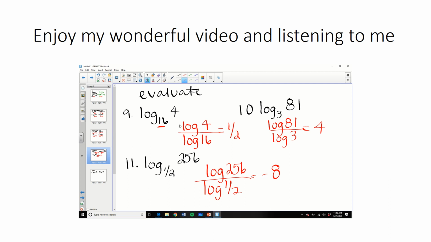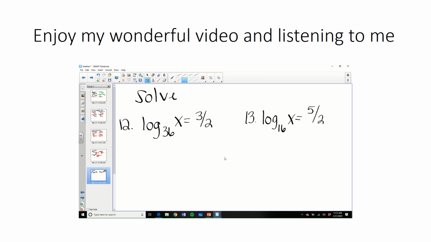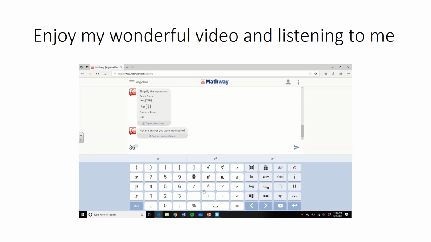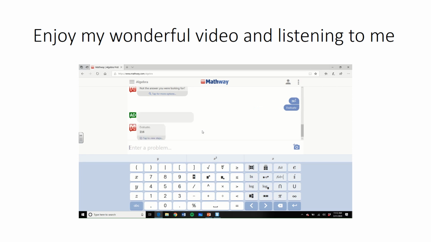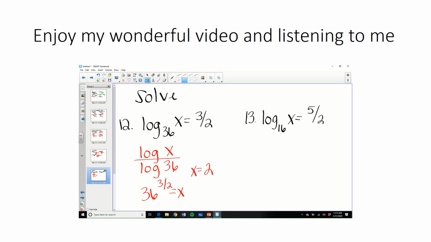So that's those ones. The last type of problem we have is I want to solve something. So I'm going to actually work this the same way, but instead of being able to write log something divided by log something, because that would put me log x divided by log 36, it's not really helpful because we don't know what we're plugging in for x. So I'm going to convert this to exponent form. So I have 36 raised to the 3/2 equals x. That's more helpful because my x is by itself. So I can go back to this calculator and find out what 36 to the 3/2 power is. And we're just going to say evaluate. And we get 216. So I would get my answer as x equals 216.